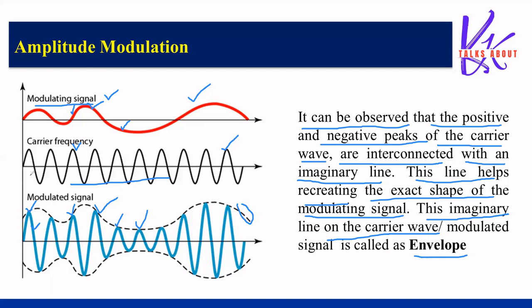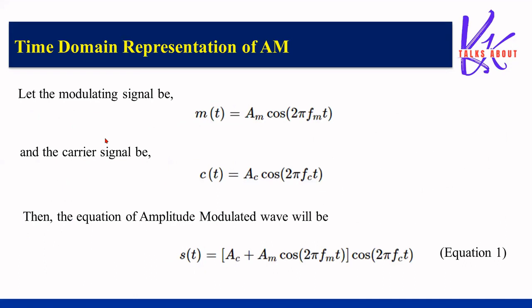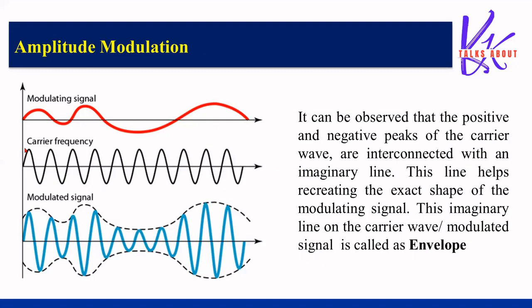So now let us see how we are going to represent this modulated signal in the time domain. That means here we are going to take the information signal and a carrier signal, and see what the standard equation is to represent the third waveform. Whatever the third waveform we have shown here, that is the modulated signal. So I am going to take a message signal and a carrier signal in the time domain representation.